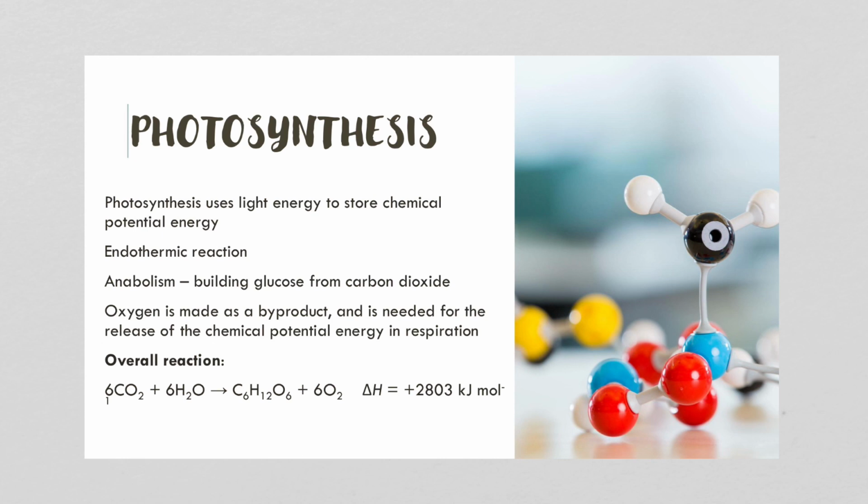So if we look at photosynthesis, remember that photosynthesis uses light energy to store chemical potential energy. So we're using the light to convert a low energy carbon dioxide into the higher energy, chemical potential energy of glucose. This is an endothermic reaction, and it's anabolic because it builds glucose from smaller components such as carbon dioxide. We make oxygen as a byproduct, which is quite handy to us because we need that to release the chemical potential energy during the process of cellular respiration. So we need both the glucose and the oxygen to be able to release the chemical potential energy.